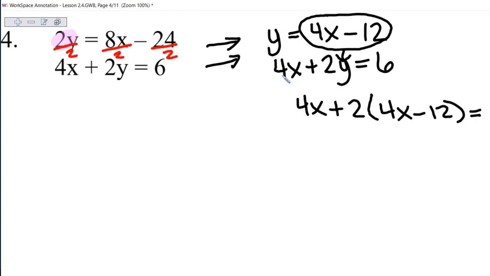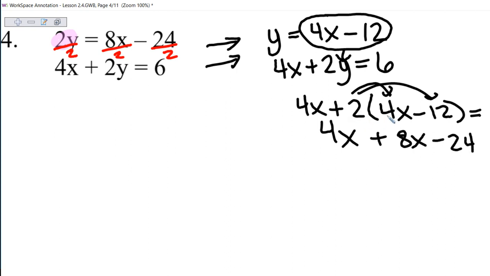Now we'll have to make sure we distribute this 2. So bring down the 4x. What is 2 times 4x? 8x. And what's 2 times -12? -24. And that equals 6. What's next? Combine our like terms. So what's 4x plus 8x? So 12x minus 24 equals 6.